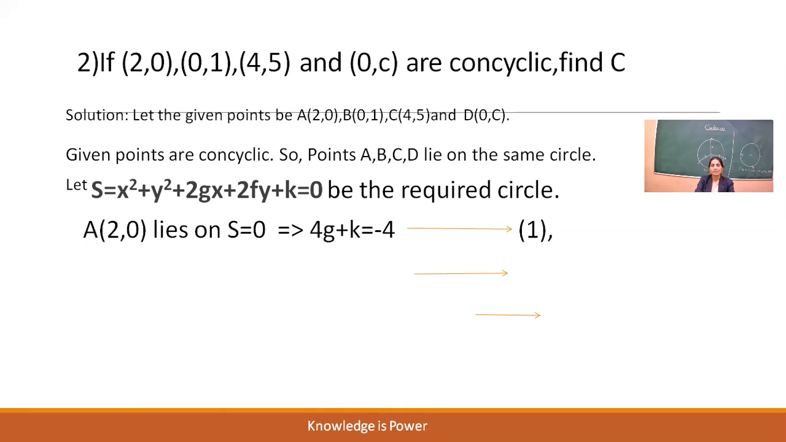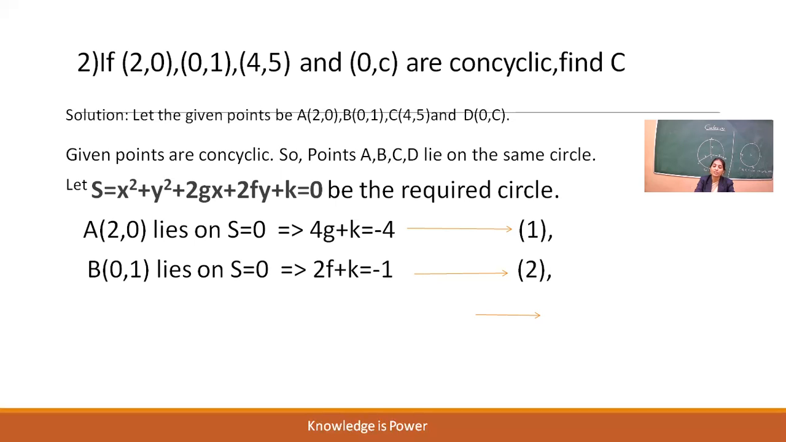Now the first point lies on the circle. Substitute and simplify. Then what shall we get? 4g plus k is equal to -4. And (0, 1) is also a point on the circle, which gives us 2f plus k equal to -1. Children, if you observe, substituting A (2, 0) in the equation of the circle, we got an equation in terms of g and k.